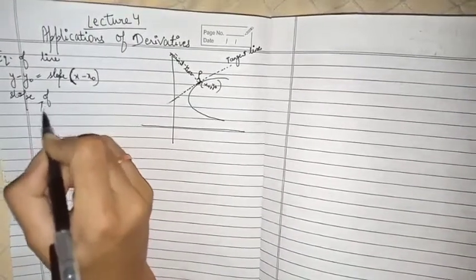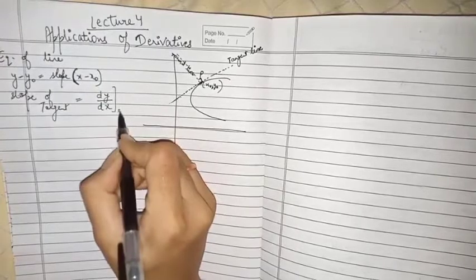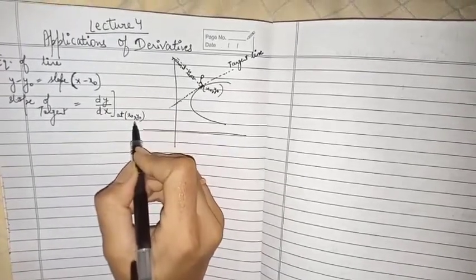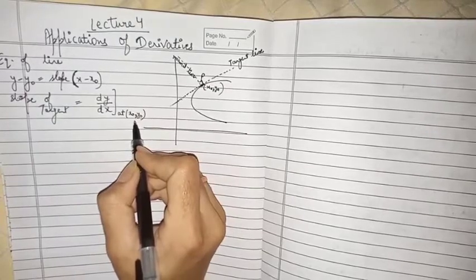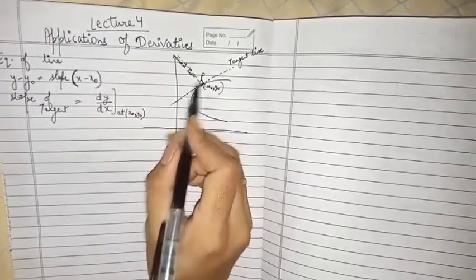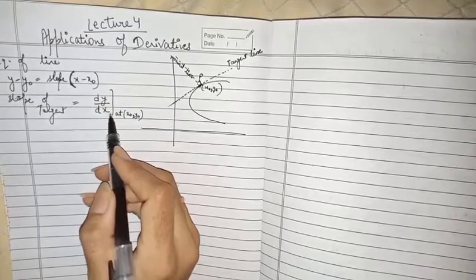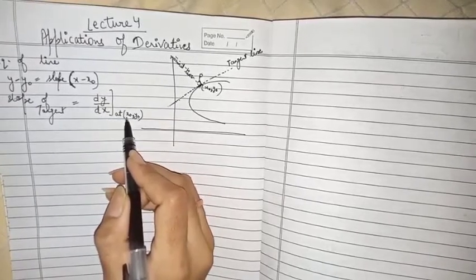Slope of tangent is equal to derivative of y with respect to x at point x0, at that point at which we need to find the slope of tangent. That means at point P, and P point is x0, y0. So what is slope of tangent? It is dy by dx, that is derivative of y with respect to x, and just put the values of x and y as x0, y0.